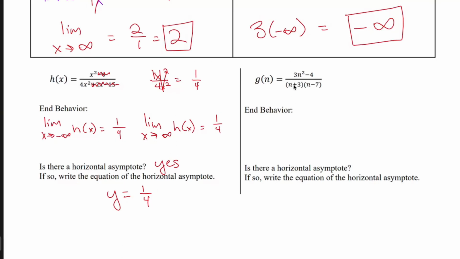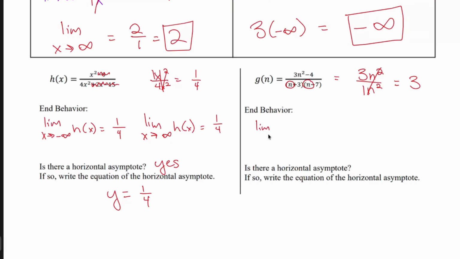Similar things happening here, but now I have two factors on the bottom, so I'm going to multiply those. I only care about the leading term, so my leading term up here is 3n squared. My leading term down here is going to be regular n squared. Oh, they're the same again. So we cross those out and we get 3. If they're the same, you only care about your leading coefficient. So 3 over 1 just becomes 3.